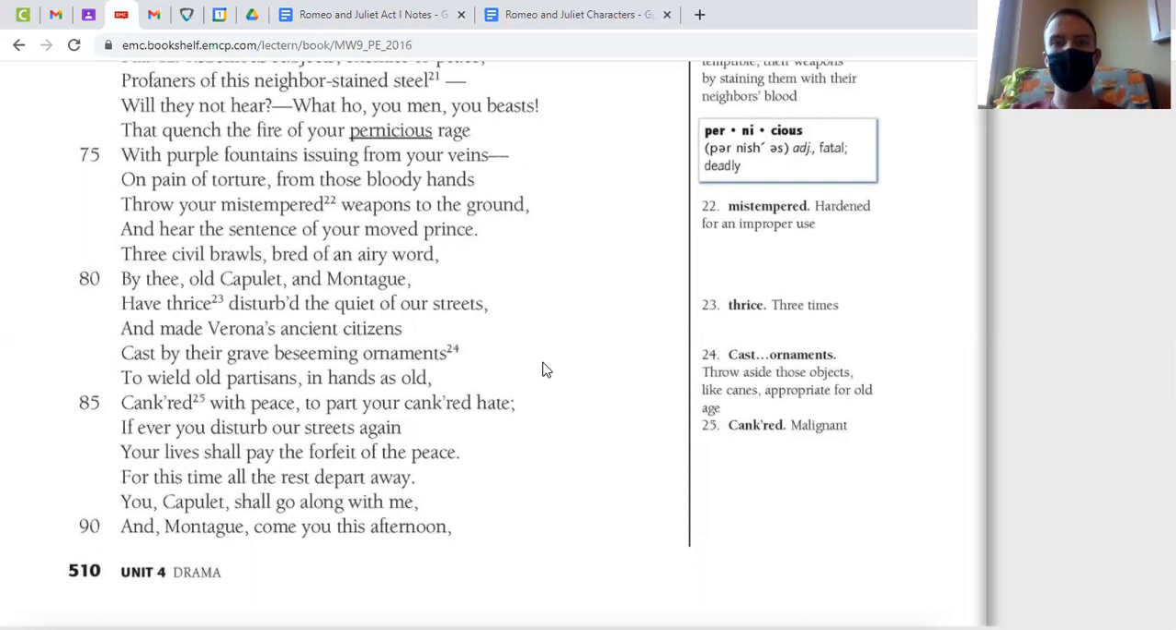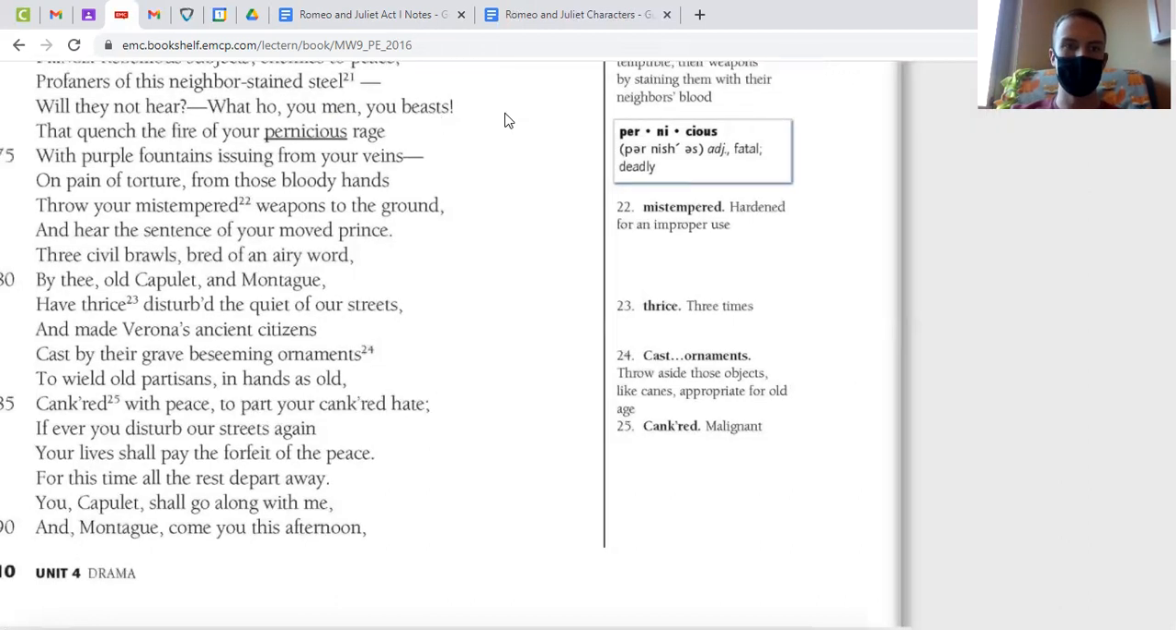Okay, so he's laying down the law. He says, "This has happened 3 times. You guys are ridiculous. I'm not going to put up with it anymore. The next person that starts a fight dies." Okay, so that's where we're at here. He's laying down the law, getting this put out right away. He says, "You, Capulet, shall go along with me." So we're going to talk, and Montague, come you this afternoon. So he's going to talk to the two houses separately. All right.